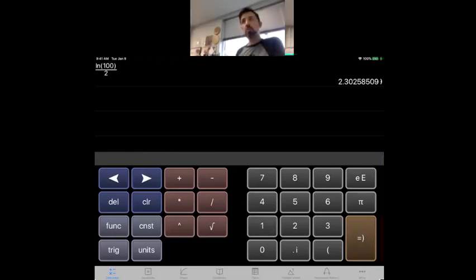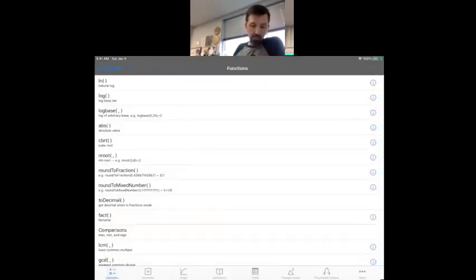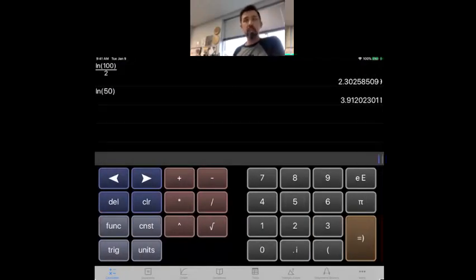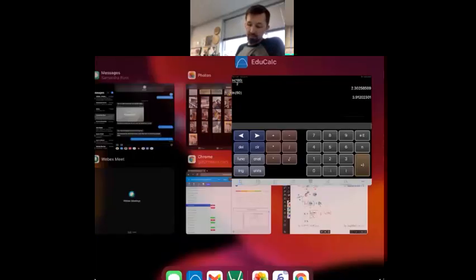So there it is, 2.303. Here's the natural log of 50. That did not work, right? You can see very clearly that those are different numbers. It would not have been okay to do that. So 2.303.